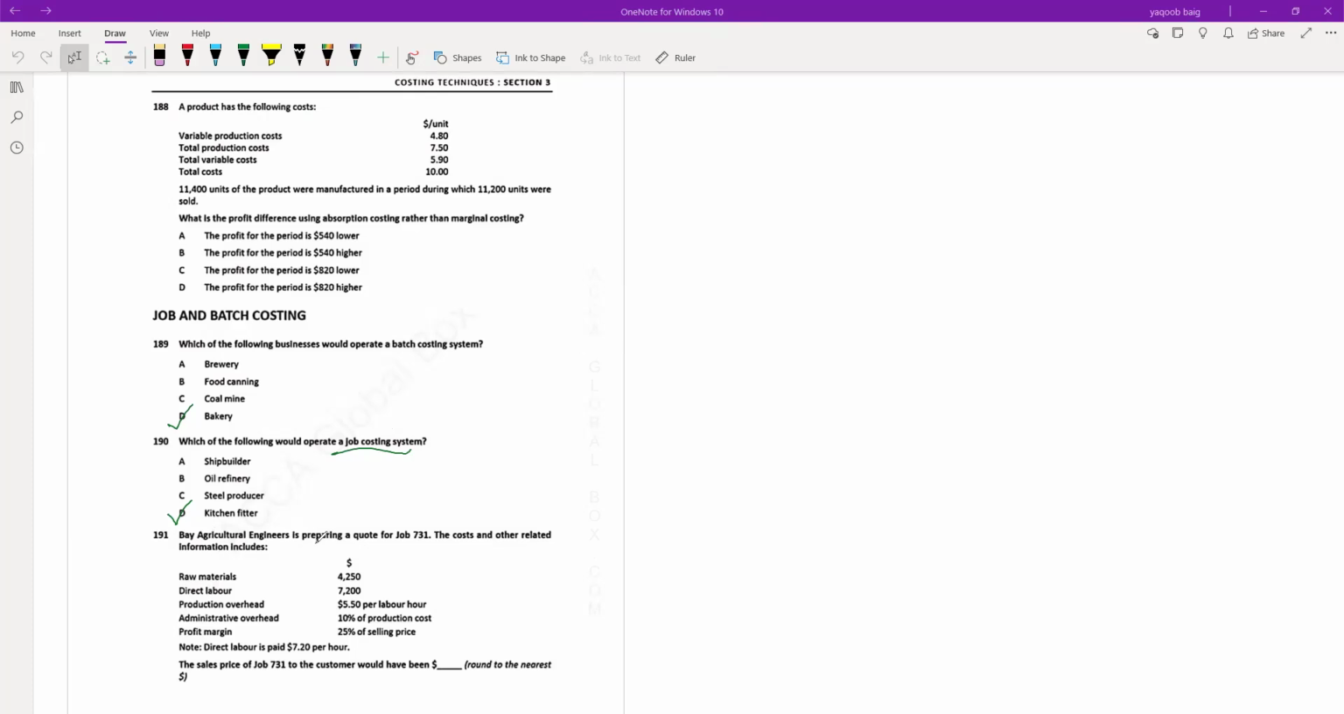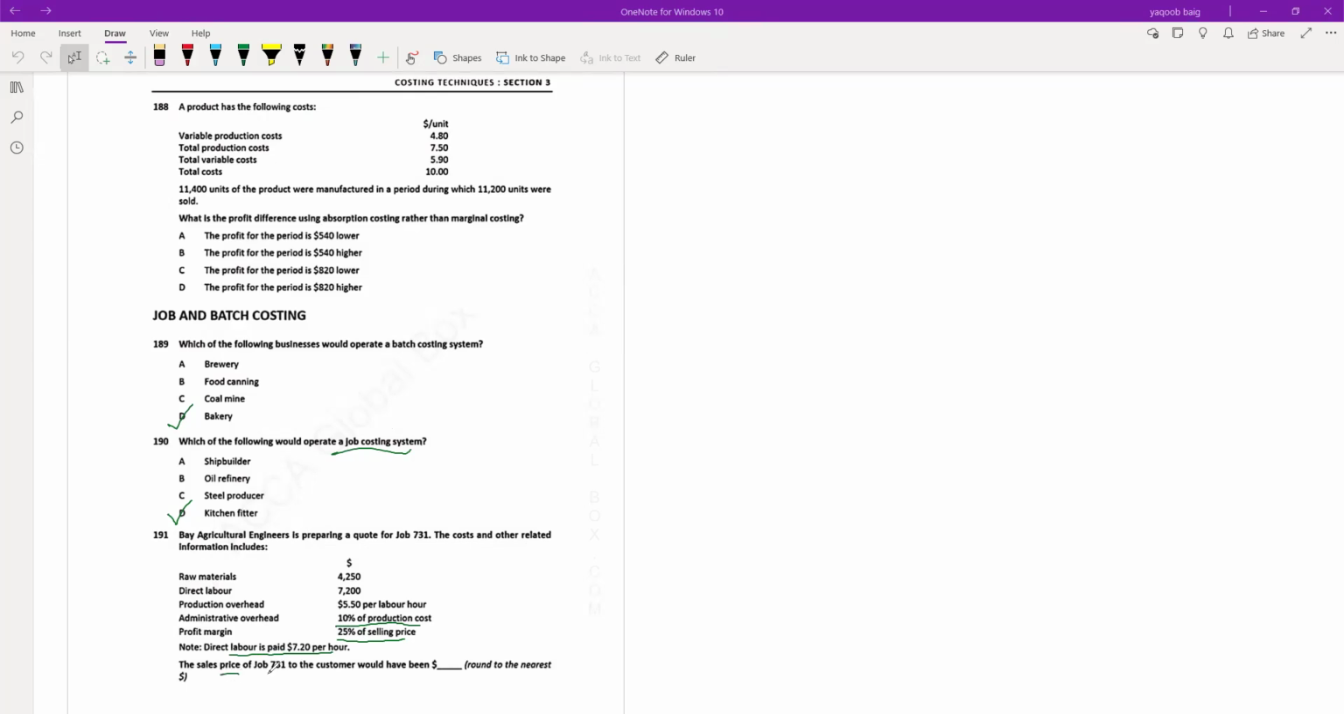Bay Agriculture Engineering is preparing a cost for Job 731. The cost and other related information includes raw material cost, direct labor, production overheads of 5.5 per direct labor hour, administrative overheads of 10% of the production cost, and profit margin of 25% of the selling price. Direct labor is paid $7.2 per labor hour.